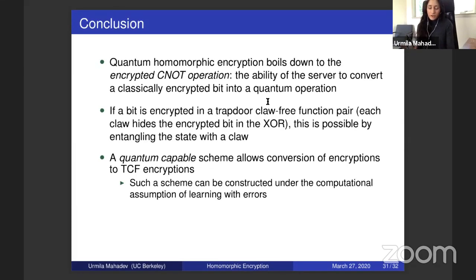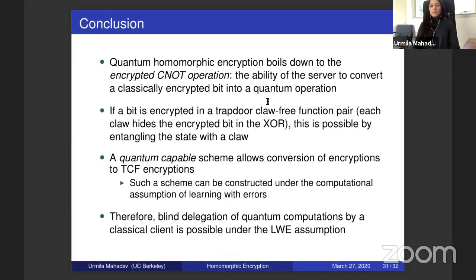Finally, I said that there are existing schemes in the literature which can be combined to form a quantum capable scheme, and all these schemes depend on the security of learning with errors in the presence of quantum computers. So what this is saying is that a quantum capable classical homomorphic encryption scheme can be constructed under the computational assumption of learning with errors. And if we put all that together, what it's saying is that blind delegation of quantum computations by a classical client is possible under the assumption that learning with errors is quantum secure.